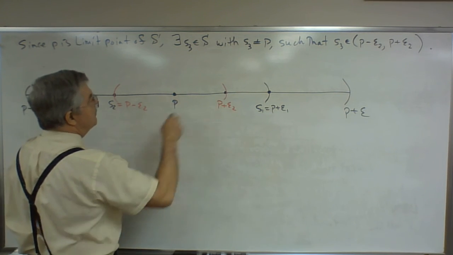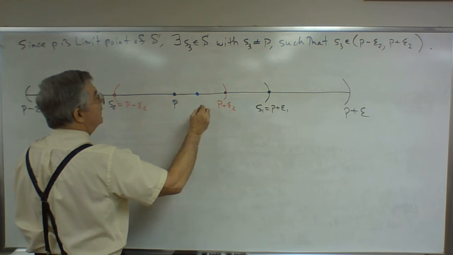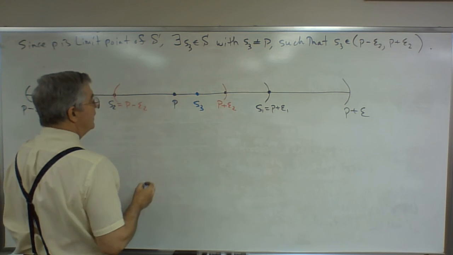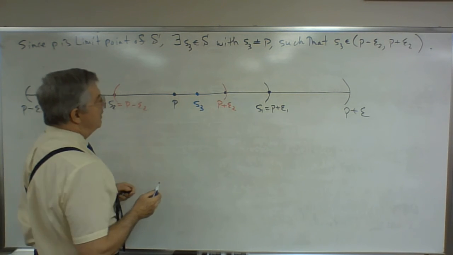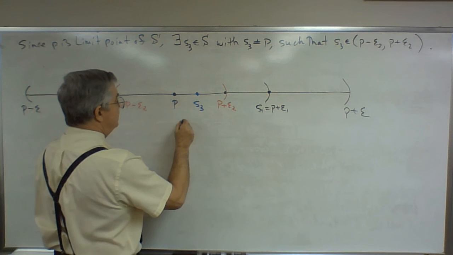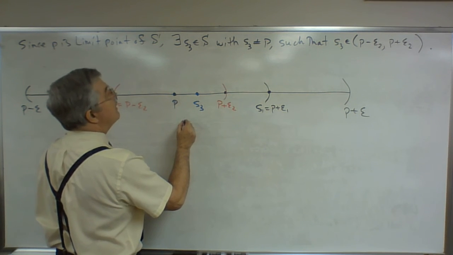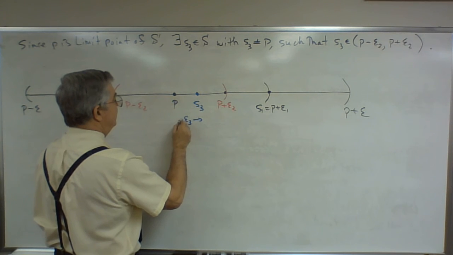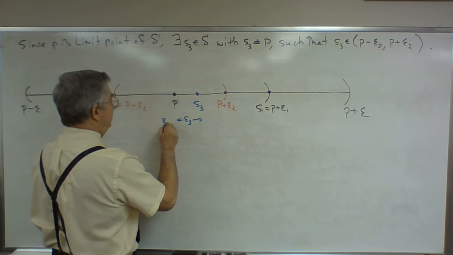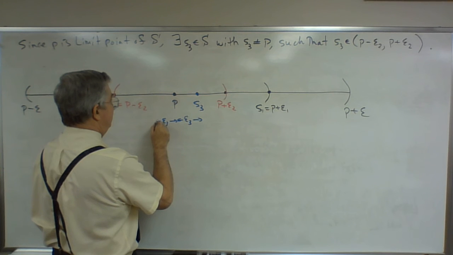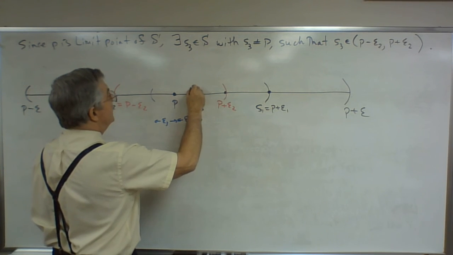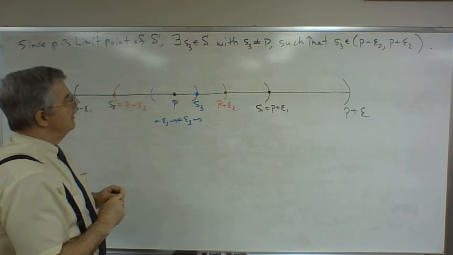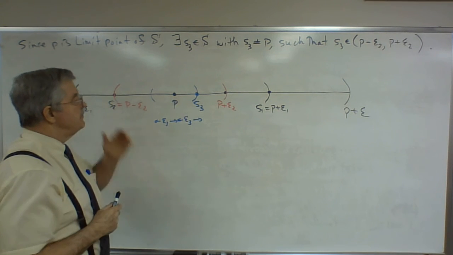And I'm going to put it right here. Here we go. Here's S sub 3. And of course, I'm going to call the distance from P to S sub 3 epsilon sub 3. And look what we have. Oh, we have another open interval containing P.